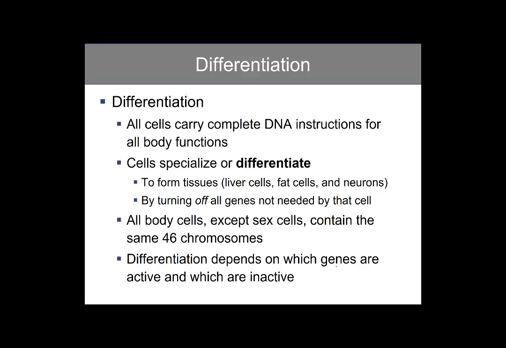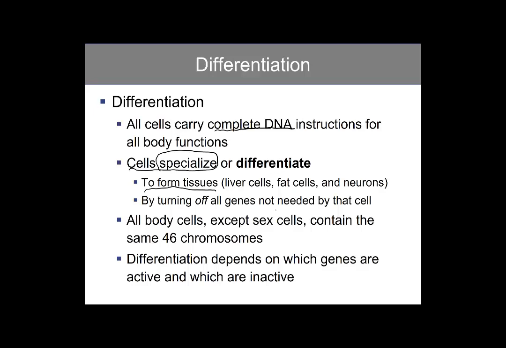Differentiation: we've already alluded to differentiation previously with respect to a discussion on stem cells. We know that all cells carry a complete set of DNA instructions for all the body functions. Cells that undergo differentiation, they specialize. They specialize to form specific tissue types, such as fat cells or bone cells or liver cells.